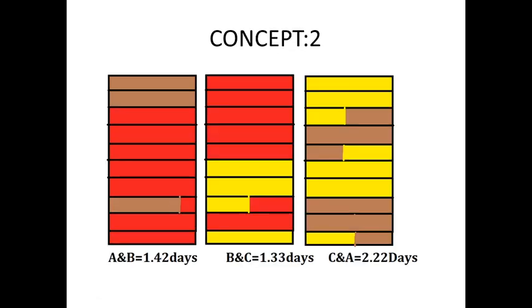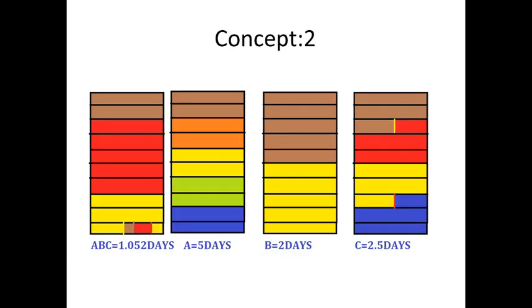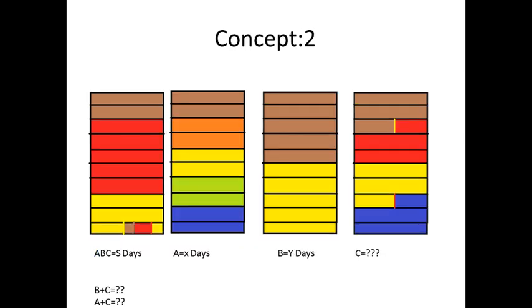So this is AB, BC, CA. This is A, B and C, and this is ABC's value. Just substitute the values in the formulas and find the answer. You already have all the answers to check also. I don't want to waste time on this.